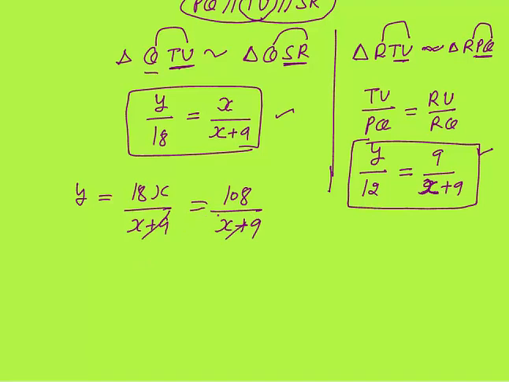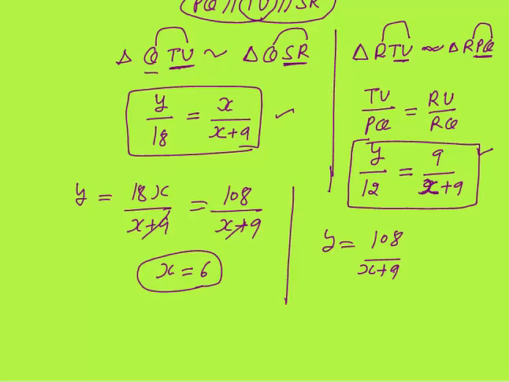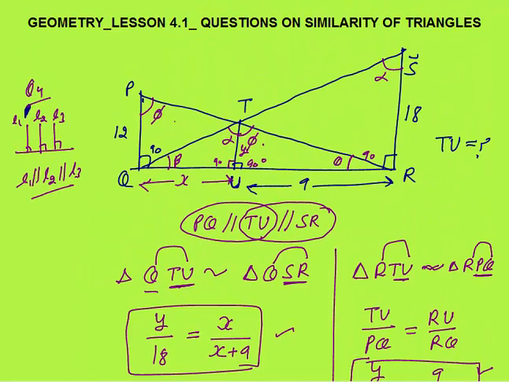So can I say that x plus 9 cancels? 18x is equal to 108, so x will be equal to 6. When x is 6, what will be the value of y? Put it in any equation. y was 108 upon x plus 9, so y will be 108 upon 9 plus 6, that is 15. 15 sevens are 105, left is 3, so this is 7.2. So y will be equal to 7.2. That is the length of TU. So that was all about questions on similarity of triangles.